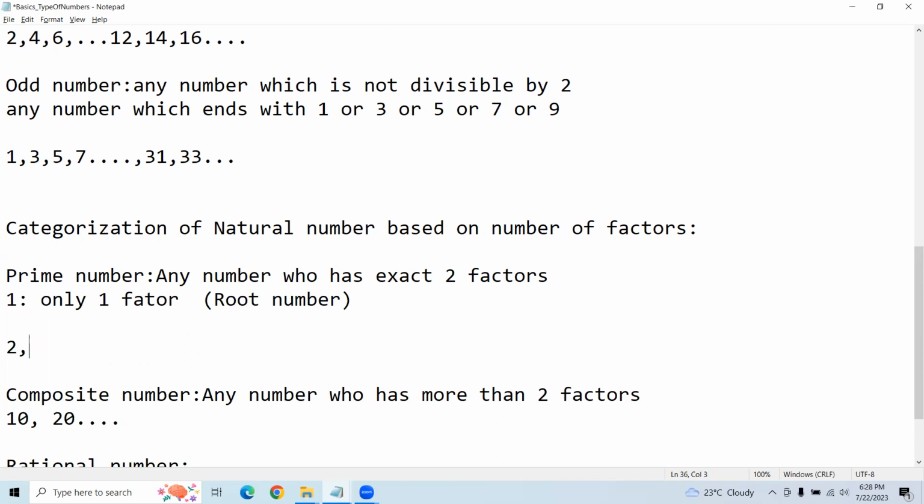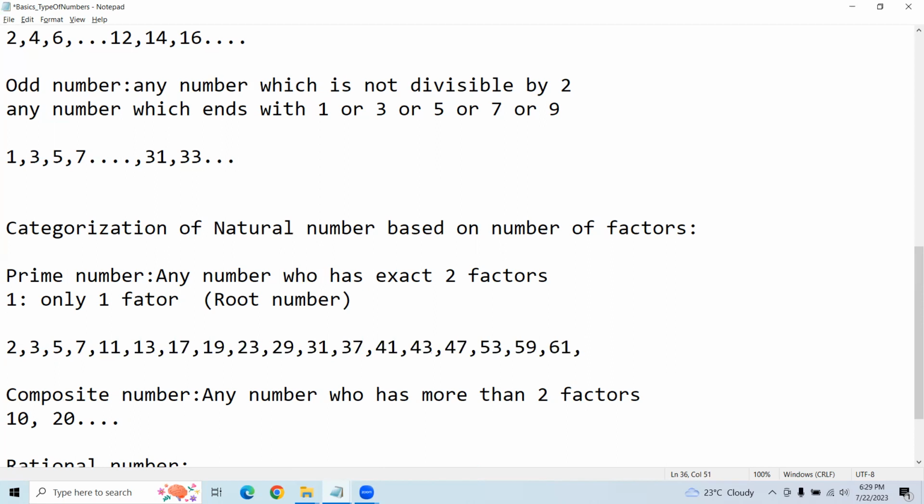So let's note down the prime numbers from 1 to 100 so that you can practice them and use them in most of the things, whichever way you need. 2, 3, 5, 7, 11, 13, 17, 19, 23, 29, 31, 37, 41, 43, 47, 53, 59, 61, 67, 71, 73, 79, 83, 89, 97.